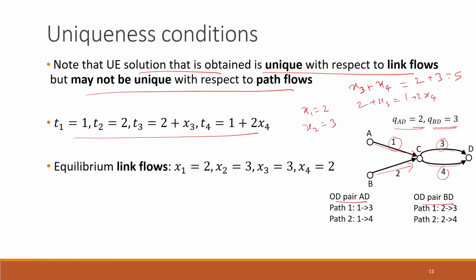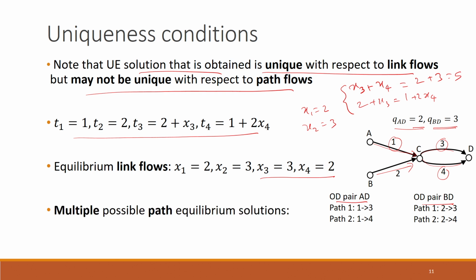Okay, so once you solve these two equations, you will be getting x3 is equal to 3 and x4 is equal to 2. Okay, so now we have determined what the link flows are in the user equilibrium solution. So, this is the only solution that we get. Okay, but there are multiple path equilibrium solutions, that is, there can be multiple path sets that will result in the same link flows. Okay, so two of those solutions are shown here, but there are actually many more.